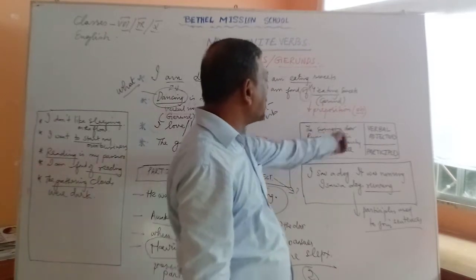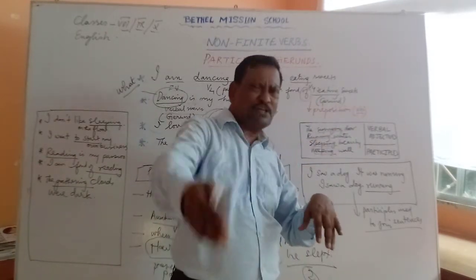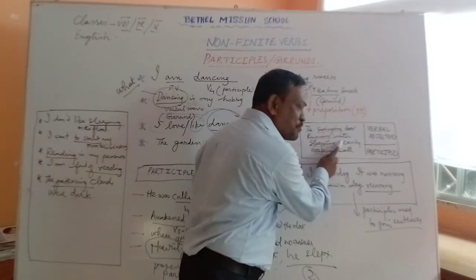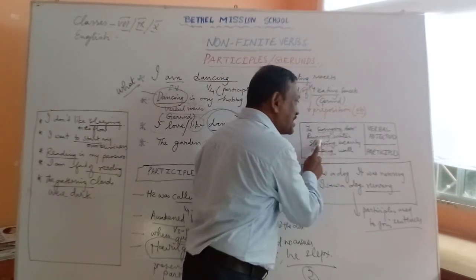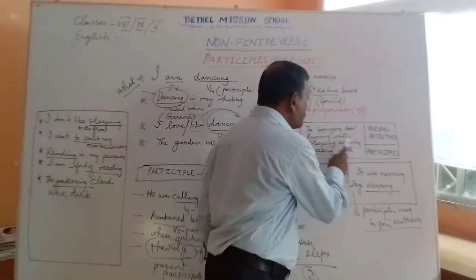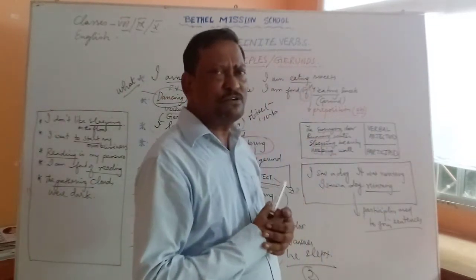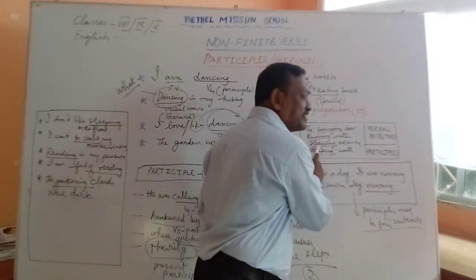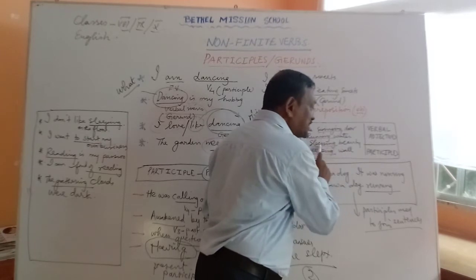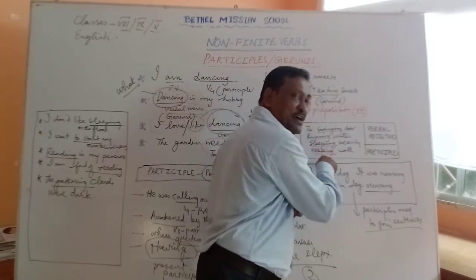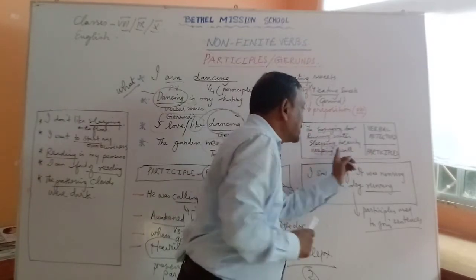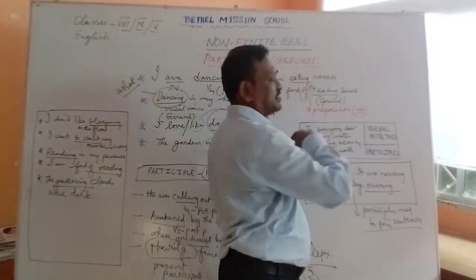The next one, running water. Water which flows. Running is a participle, but it qualifies the noun water. It is also a verbal adjective. Sleeping Beauty. Beauty is a girl, a beautiful girl. So sleeping. Beauty is a noun. Sleeping qualifies the noun beauty. Sleeping is a verb. Sleeping is also a participle. And it does the work of an adjective. So verbal adjective.